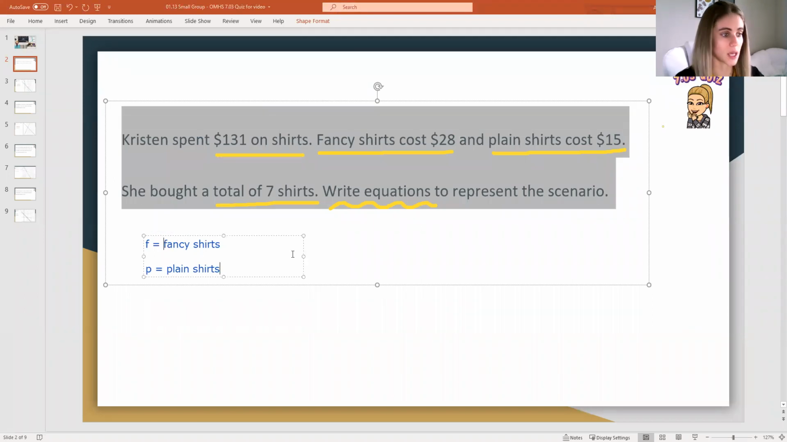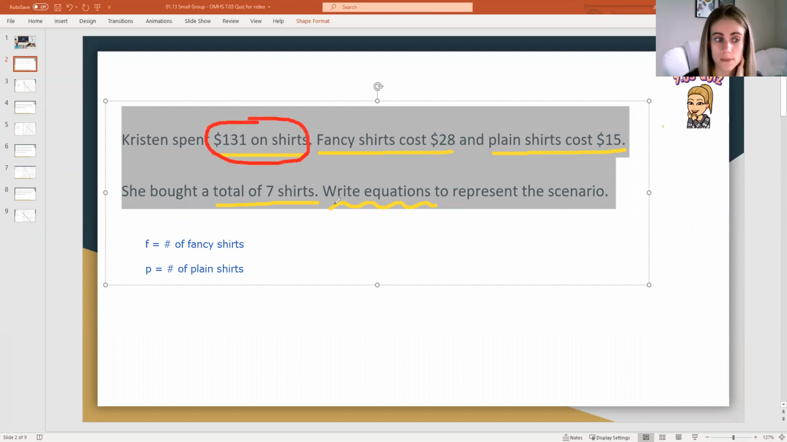There we go. Where F is the number of fancy shirts I purchase, and P is the number of plain shirts. Now that my variables have been determined, the second thing I like to do is find my totals, because by finding the totals, that'll help me set up my 2 different equations. All right, it looks like one of the totals is the amount of money spent on shirts, and my second total is how many shirts were purchased.